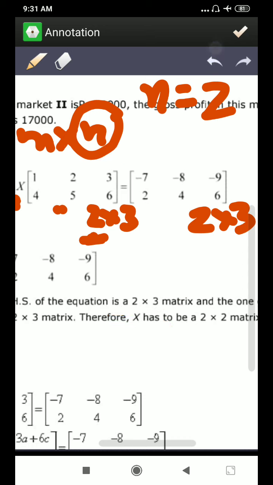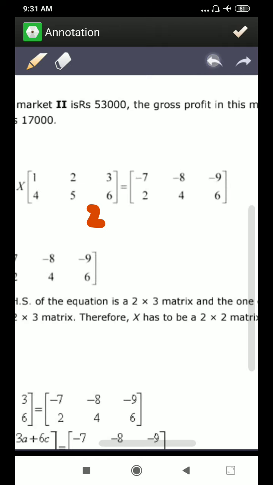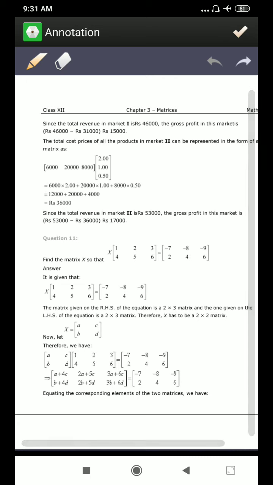Now we can solve it easily because we let X as a 2 into 2 matrix. So in this question, deciding the order of the matrix is the most important thing. Now we let X as a 2 into 2 order matrix. We'll multiply X into this matrix is equal to this much. On multiplication, now you simply equate the corresponding terms. Equating the corresponding terms, you will get a plus 4c is equal to minus 7.